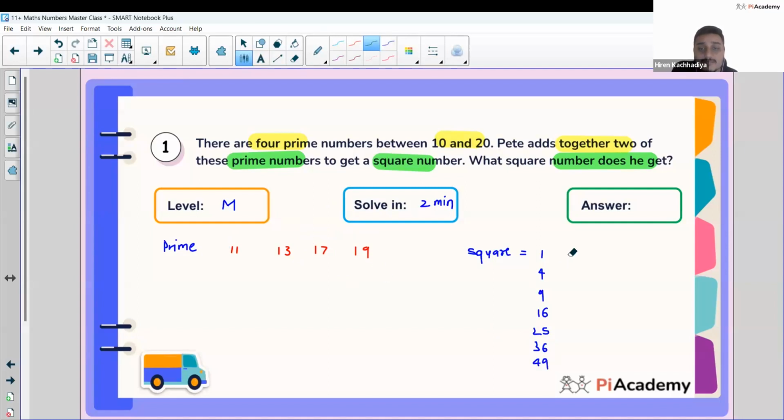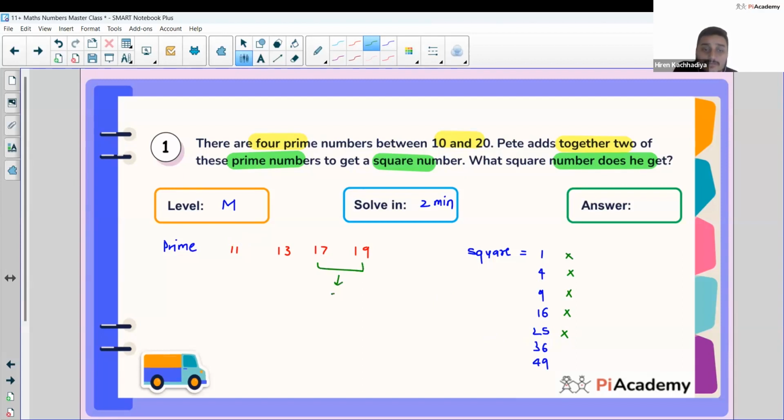11 is your smallest number, so the first three squares are not possible. And 16 is also not possible because 11 plus 5 is 16, and 5 we don't have. 25, is it possible to make 25? No, because 11 plus 13, you can make 24. So you are close enough, but not exactly 25, okay? So 36, yes, 36 is possible. If you add the last two numbers, then you will obviously get 36, okay?